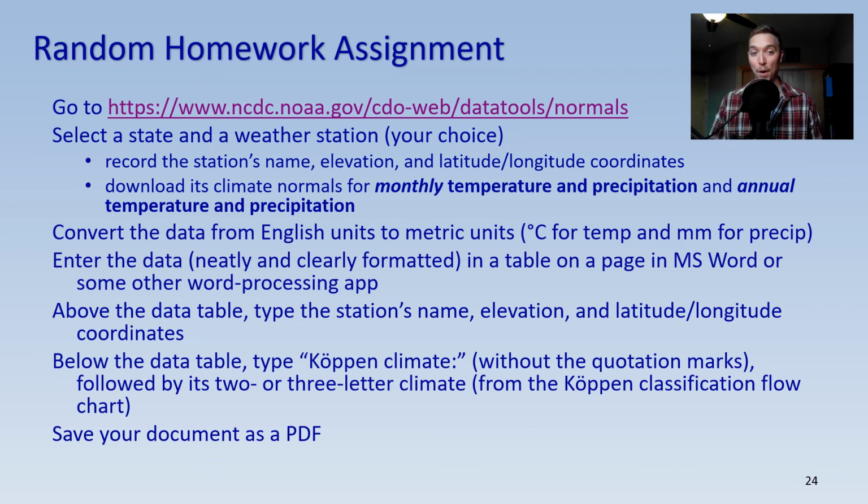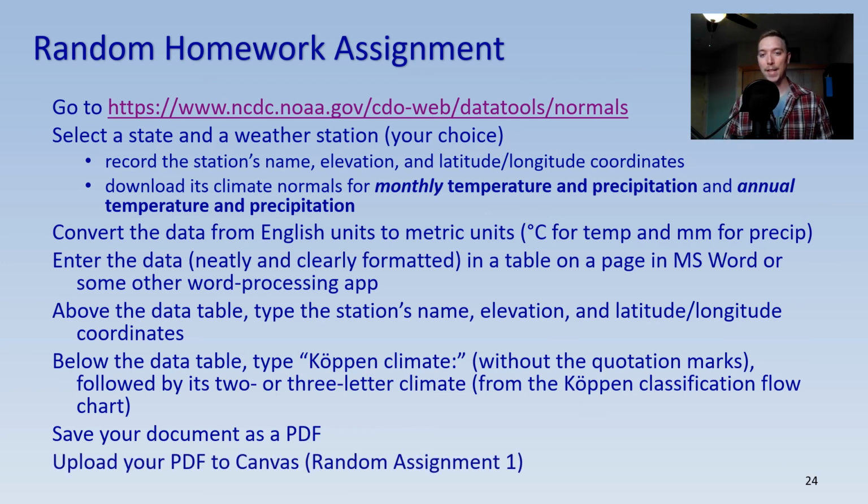And then, this is paramount, save your document as a PDF. Canvas doesn't always like Word documents that aren't Word, or maybe they're Google Docs, or Pages, or rich text format. Sometimes Canvas doesn't like that, but what it typically does like, and I will have it locked for the submission, is a PDF. So just save as a PDF or print as a PDF, and you'll be good to go. And then upload this PDF to Canvas under your random assignment 1.